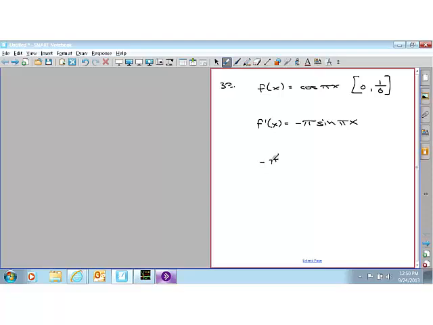So the question is, they set that equal to 0, and you say, okay, at what values of x does this go to 0? Well, the pi in the front drops out, so you just have to answer the question: what values of x does the sine of pi x equal 0? Well, obviously 0 is a solution.